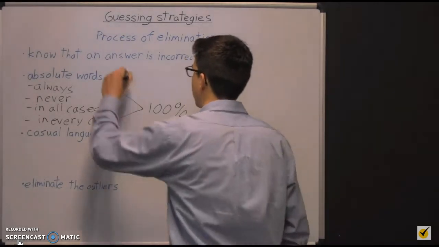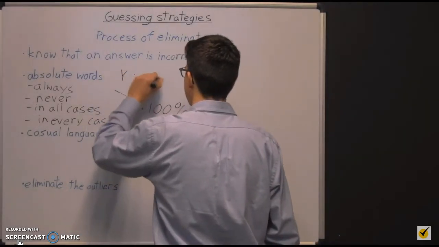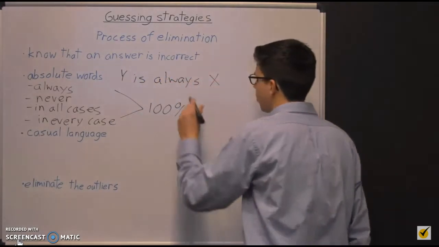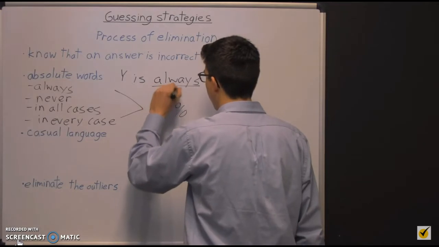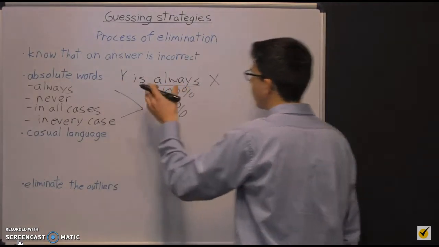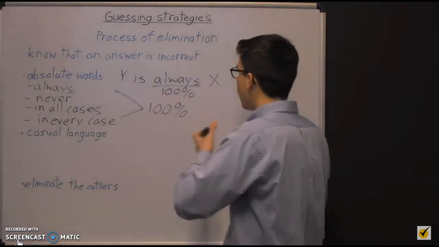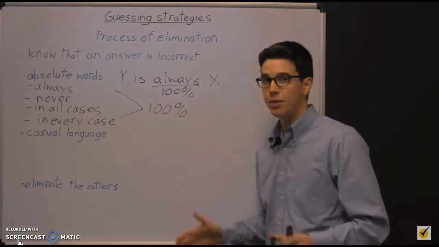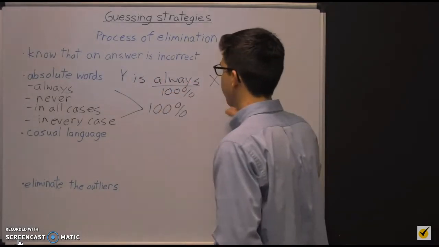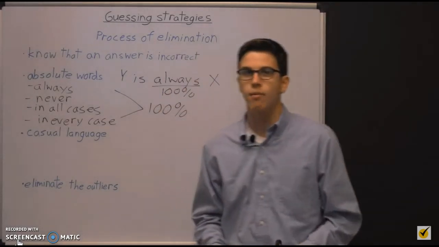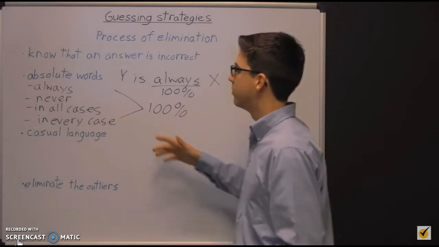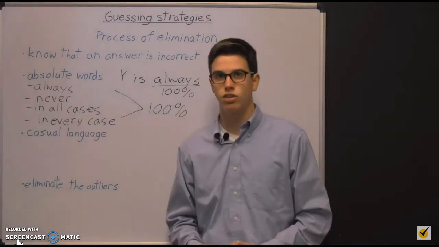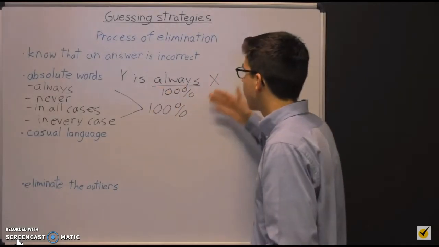So an example is, Y is always X. You have the word always here, which means 100%. So this has to be true 100% of the time. Y always has to be X. Or say you had the word never there, and it would have to be true 100% of the time that Y is never X. So most of the time, when there's an absolute word, that is not going to be the correct answer choice. So you can eliminate those answer choices. Occasionally one will be right, but often they will not be.